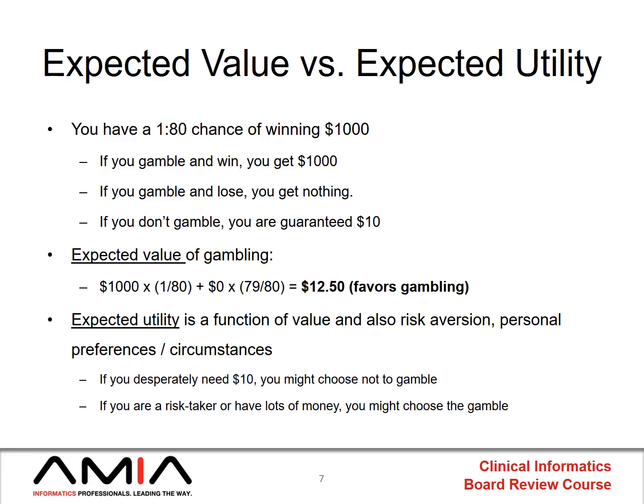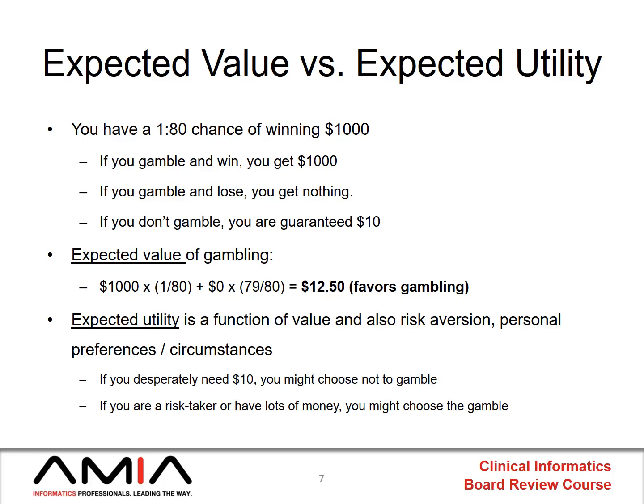Remember that if you don't play at all, you're guaranteed $10. And this suggests that on average, one should gamble, one should participate in this gamble. Of course, at the individual level, there's no way you could get $12.50. You either get $1,000 or you get nothing or you get $10. But in the aggregate, this model favors gambling, and that's what we mean by the expected value. The expected value of participating in this gamble is $12.50.